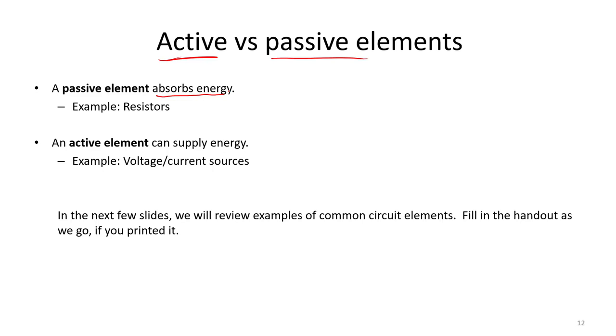In contrast, an active element can supply energy. So these are things like voltage and current sources. So make sure you know these two terms and the difference between them. And so in the next few slides, we're going to go through some examples of different common circuit elements. So feel free to follow along in the handout as we go through these.